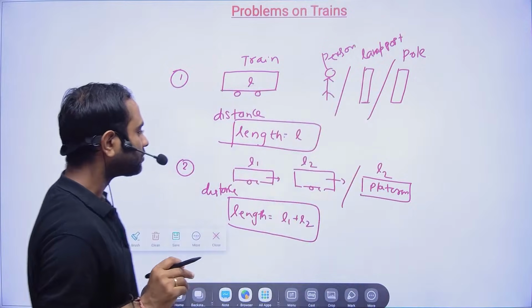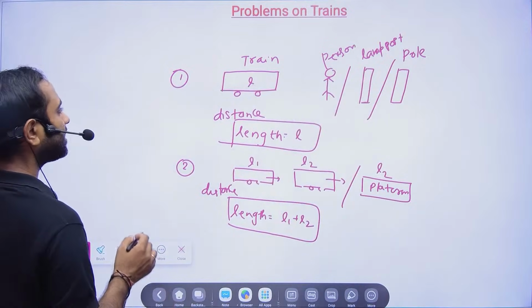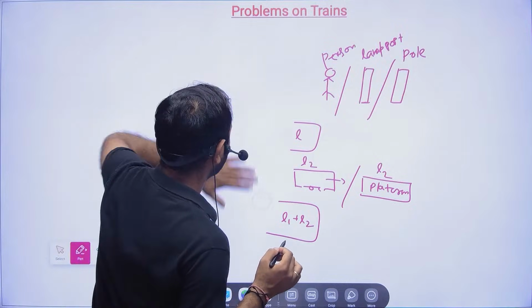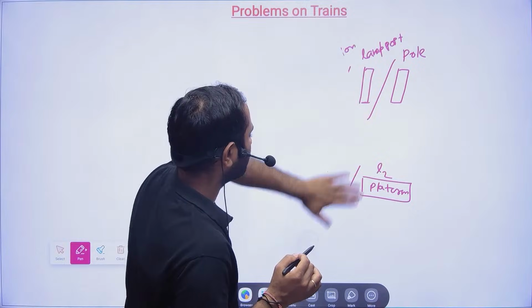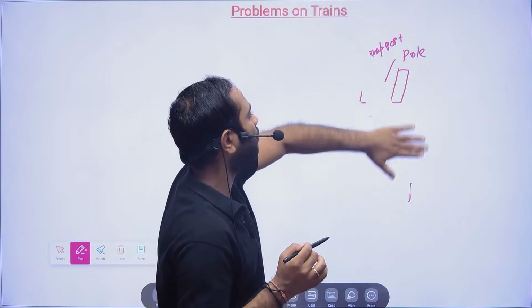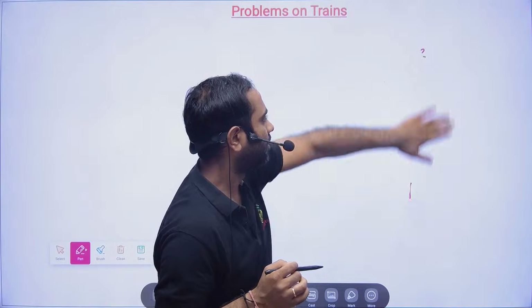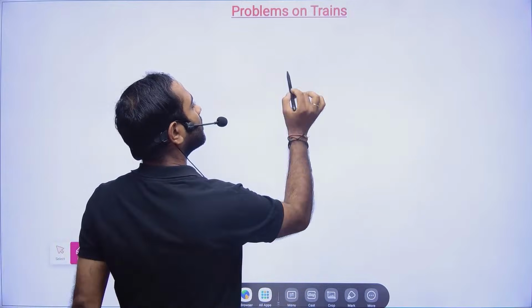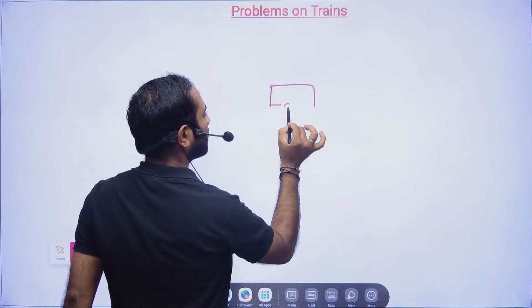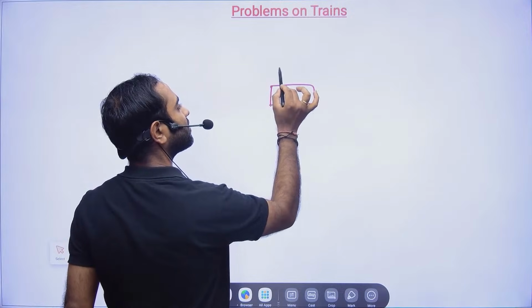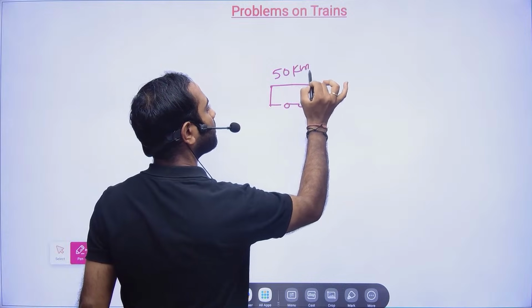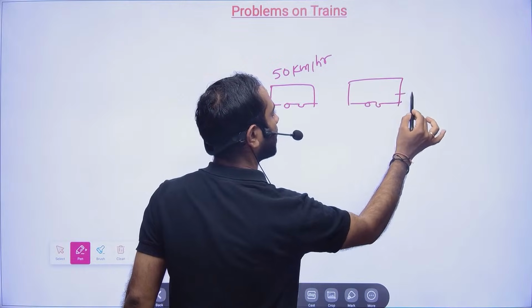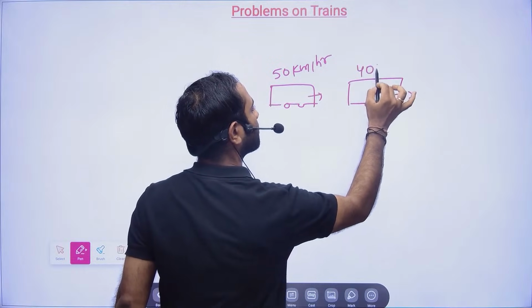Okay, cool. Now the second thing, friends, comes with respect to relative speed. That is a very important concept, and after that we will start solving problems. What is relative speed? Okay, relative speed. Now, friends, suppose a train with speed 50 km/h crosses another train, suppose 40 km/h.